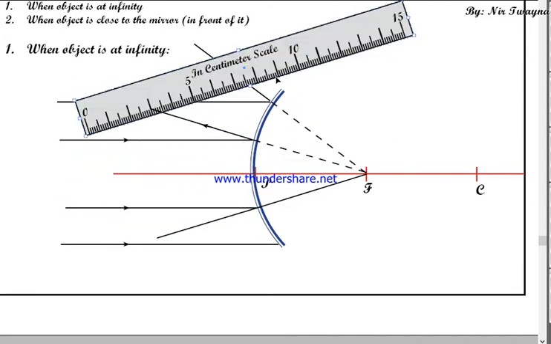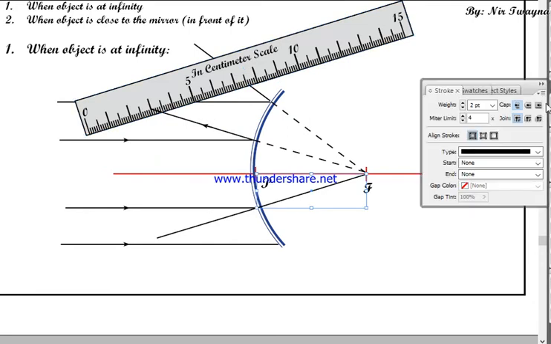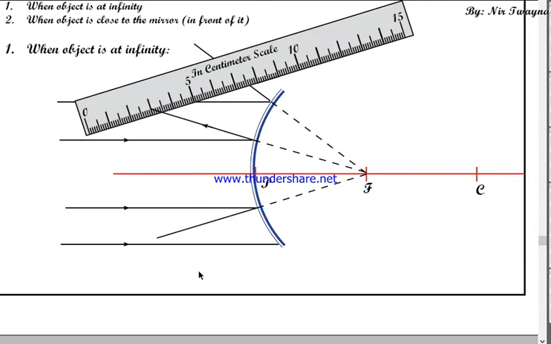Let me remove the scale for now. This line must be dotted. You can use your eraser to make it dotted, isn't it? You can use your eraser. I do use different tools here.